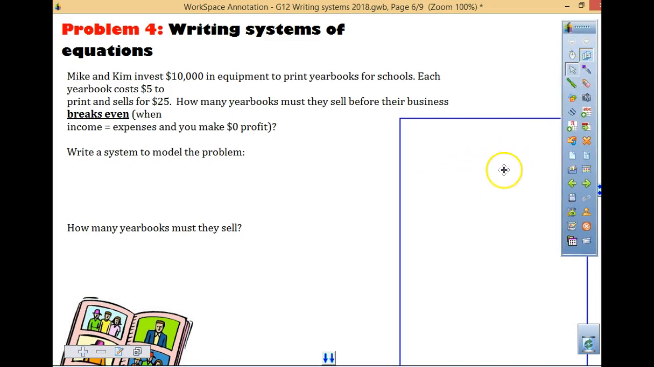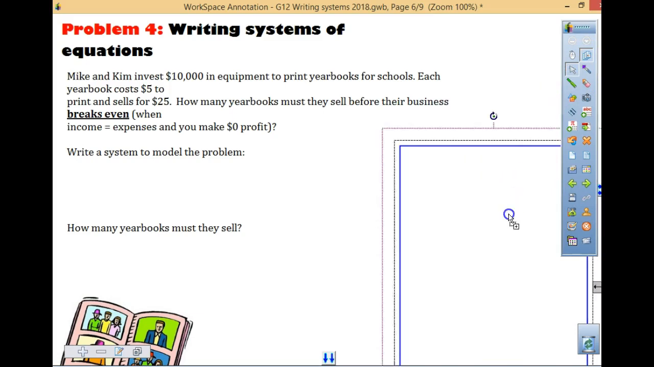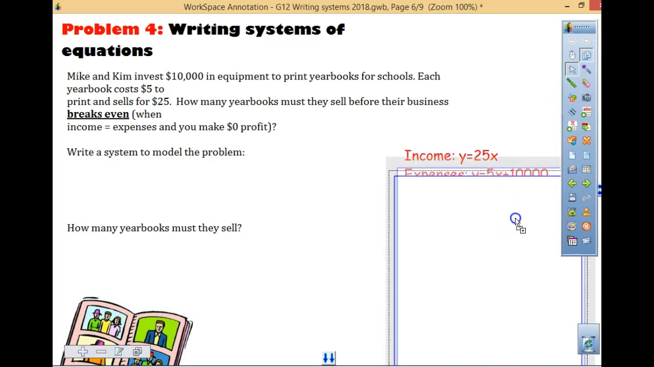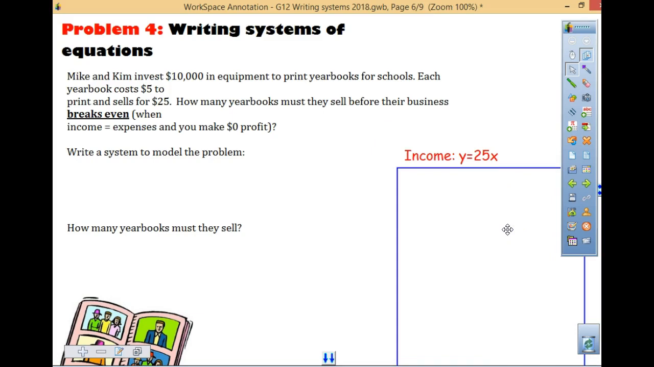So in this case, when we start to write our equation, what I would like you to put down is that we are going to start with income. So put the word income. So we're going to put income equals 25x because what do we know, Nolan? Each yearbook sells for what? $25. Okay? So income, y equals 25x.